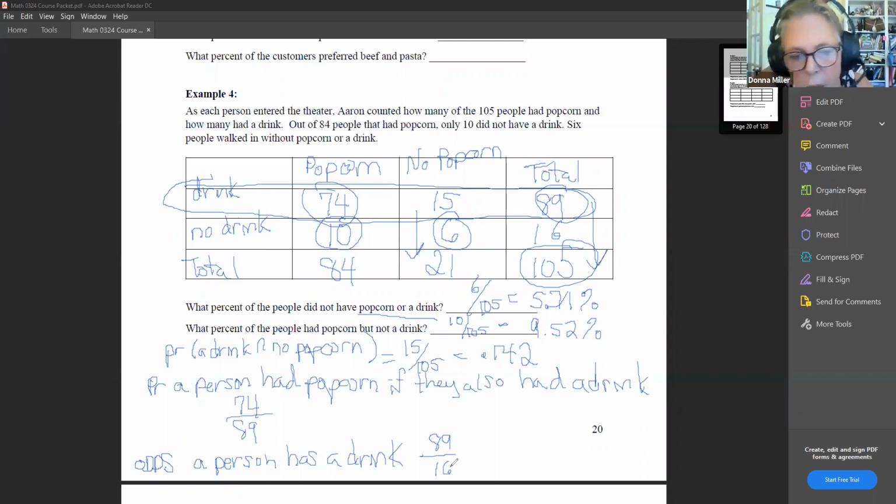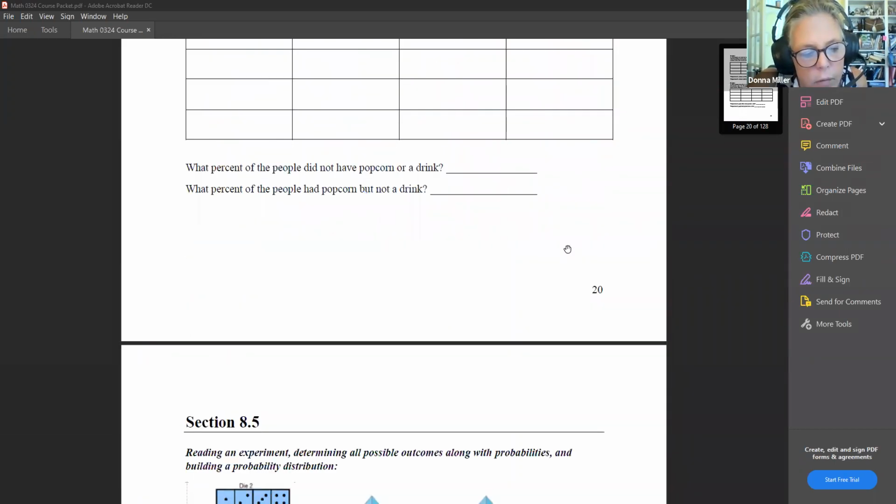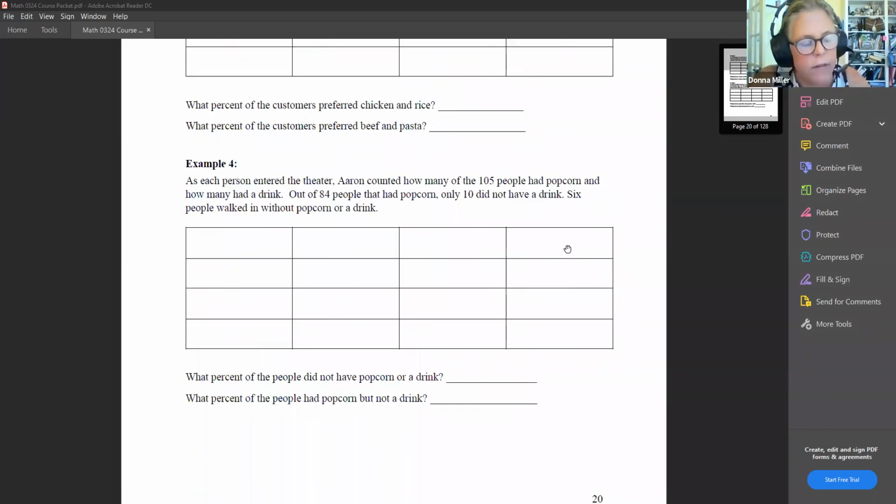Okay, so that's two-way tables. They can really help with probability. All right, I'm going to clear this. Okay, and that's it for today. So that's that for this lecture. You'll have one lecture on the basic equations, and you'll have this lecture on two-way tables. All right, I will talk to you later.